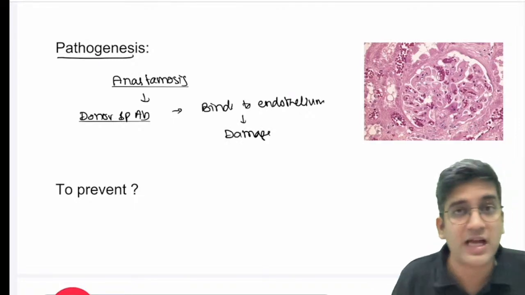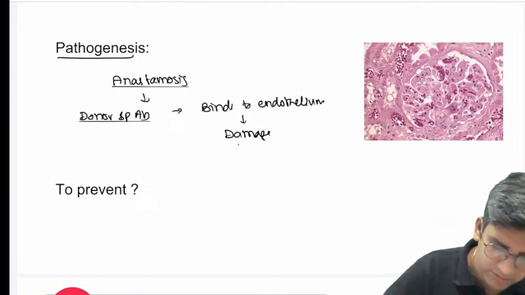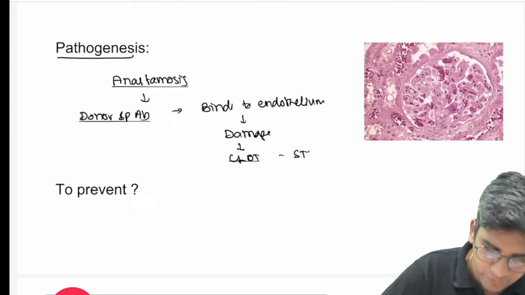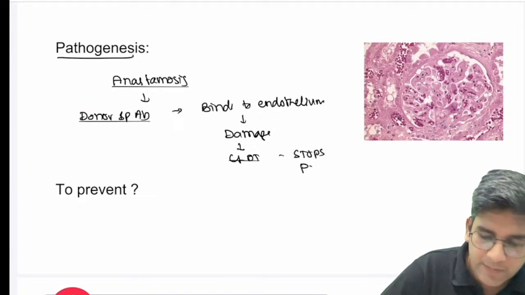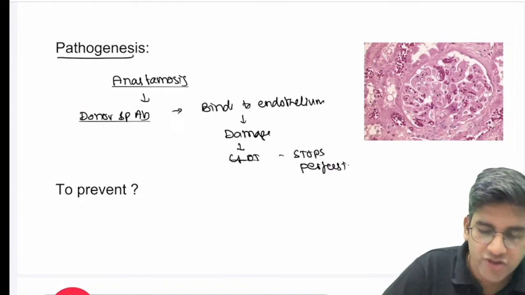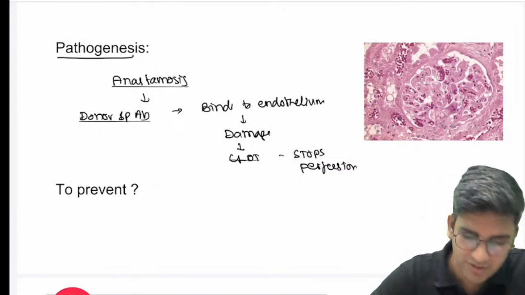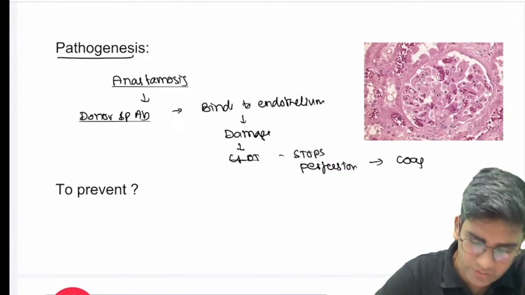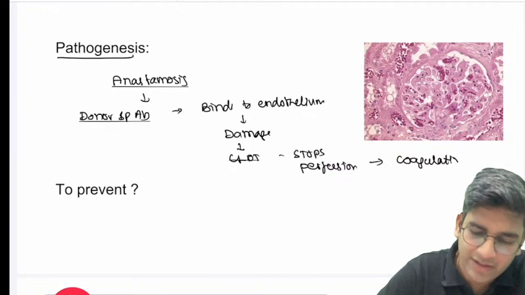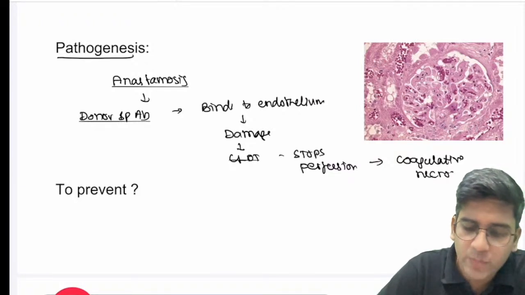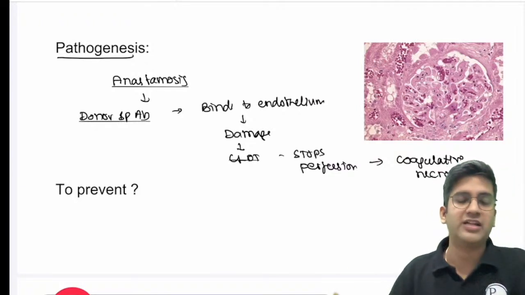Whenever endothelial damage happens, what will happen? Clot. You'll have a clot which will stop the perfusion. Once it stops perfusion, can I say it will cause necrosis? Kidney is a solid organ. What type of necrosis? Perfect. Coagulative necrosis. So it will undoubtedly destroy the kidney immediately, within minutes of transplant, right?